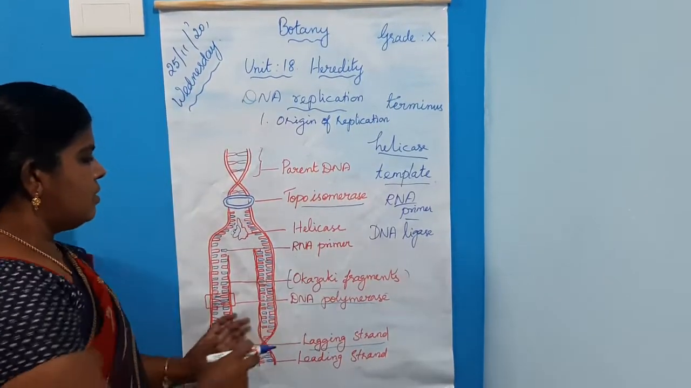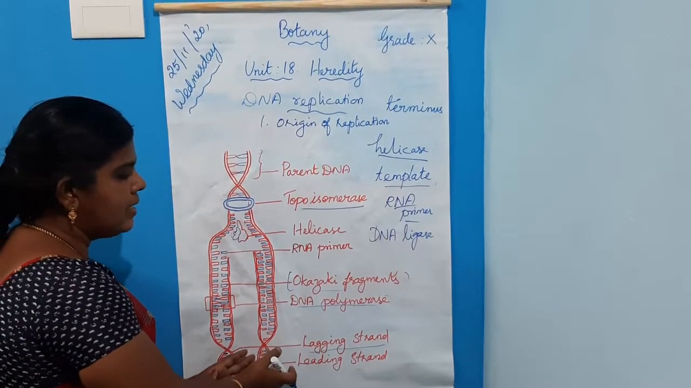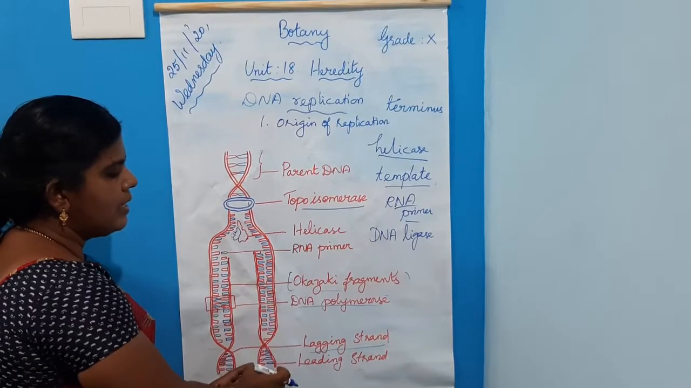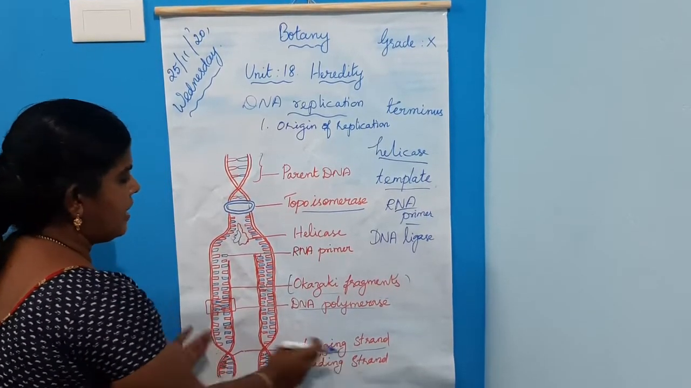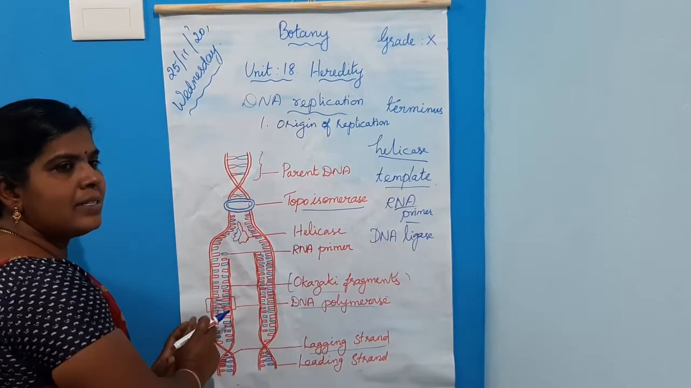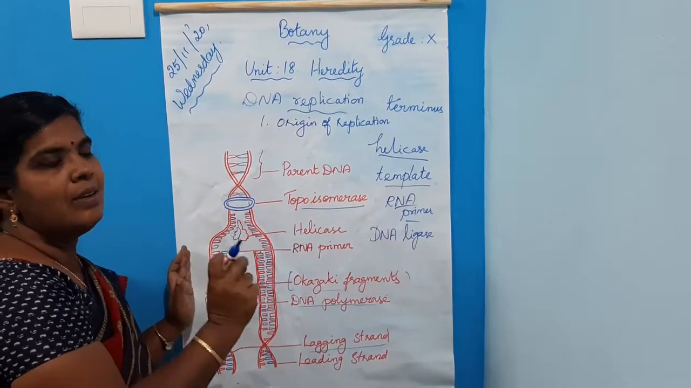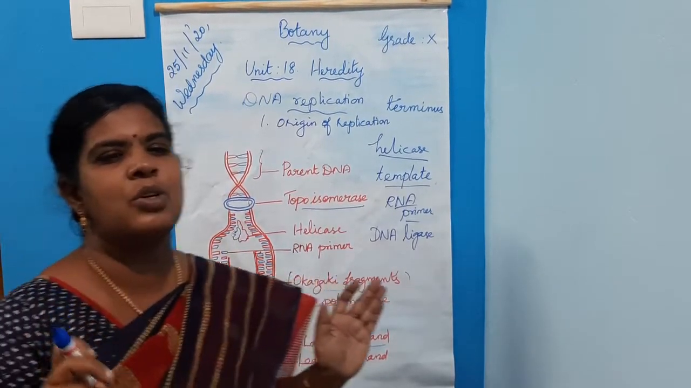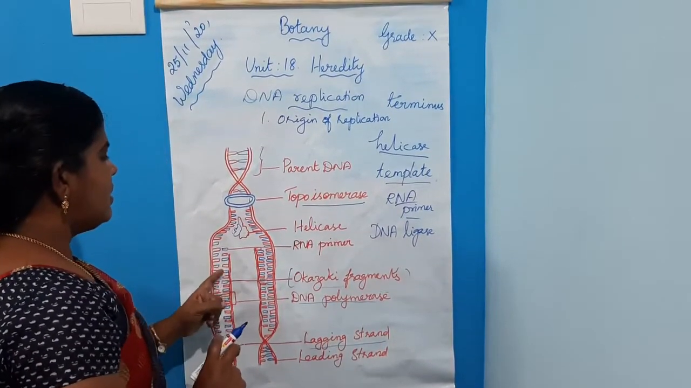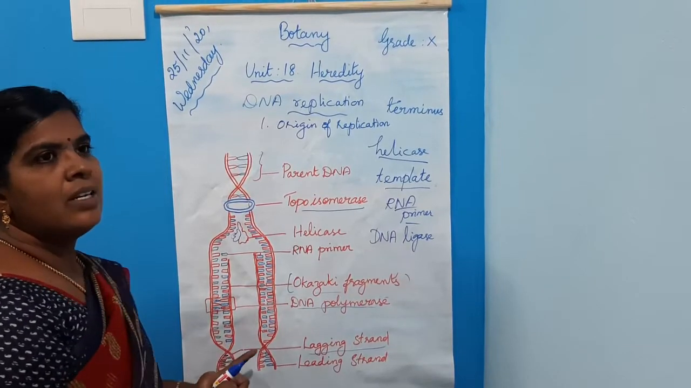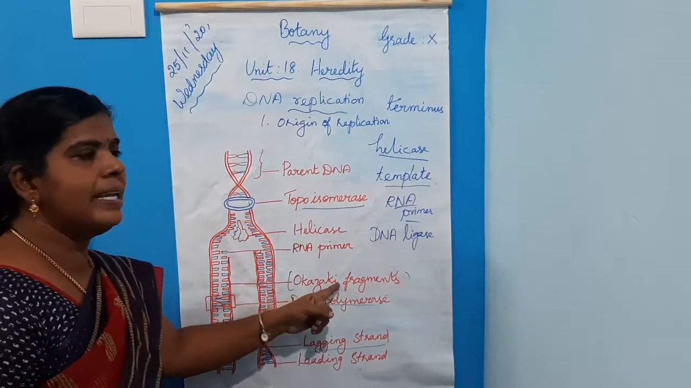One of the daughter strands is the leading strand, and the other is the lagging strand. Why is it the leading strand? Here nucleotides are continuously added and it forms a continuous strand, so it is called the leading strand. In the other strand, the nucleotides are synthesized as a discontinuous strand, in fragments. So these are called Okazaki fragments.